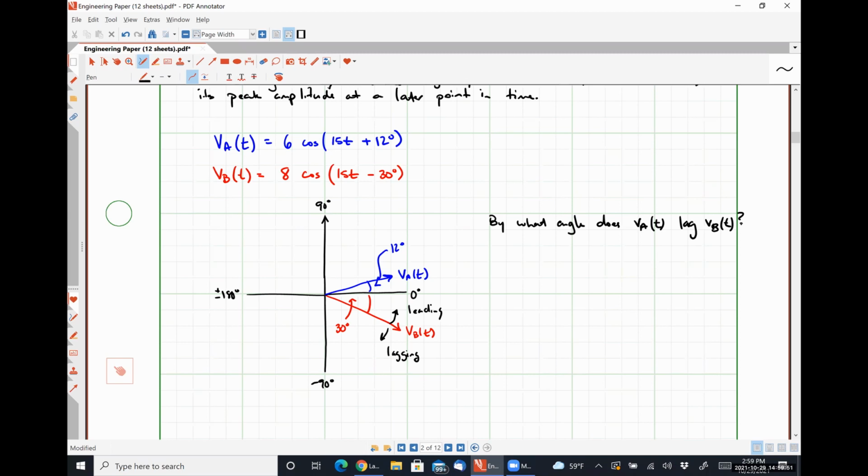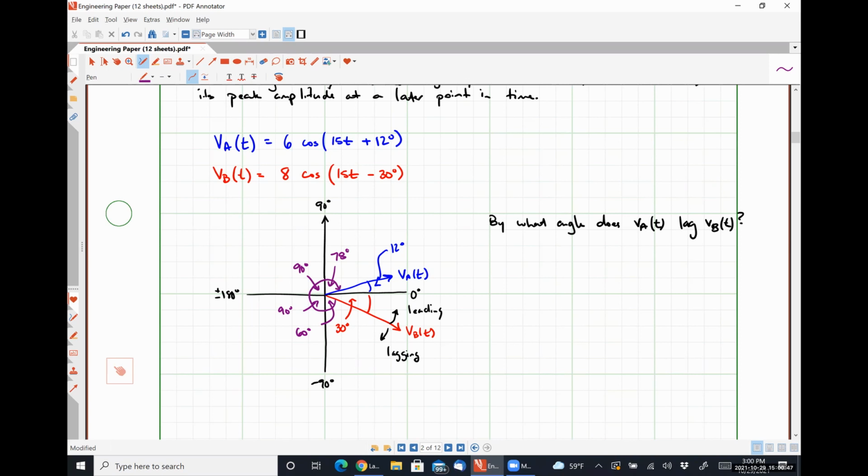So clockwise, so VA leads VB by 42 degrees. Okay. VA lags. We start measuring from VB. That's our reference, right? So we want to know what VA is doing with respect to VB. So we measure from VB, and we need to go all the way around this angle, right? So that would be this portion right here is 60 degrees. This portion right here is another 90. This portion right here is 90. This portion right here is 90 minus 12, which is 78 degrees. We add all those guys up, and that tells us what angle VA lags VB by. Does that make sense? Okay.